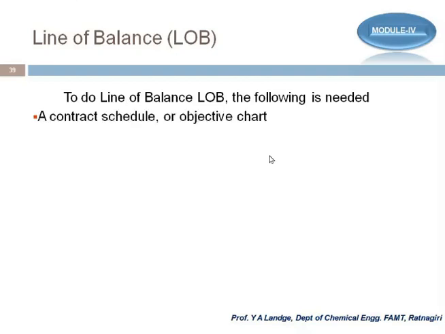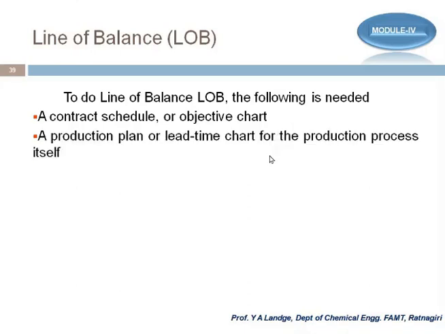So what are the things that are needed? A contract schedule or objective chart. It means you need to know the planning or the scheduling of the project. It is from the contractor, or we have the sheet with the project manager, so he will provide you the exact scheduling that is to be planned. Then the production plan or lead time chart for the production process itself. So another thing we need is a production plan or lead time chart.